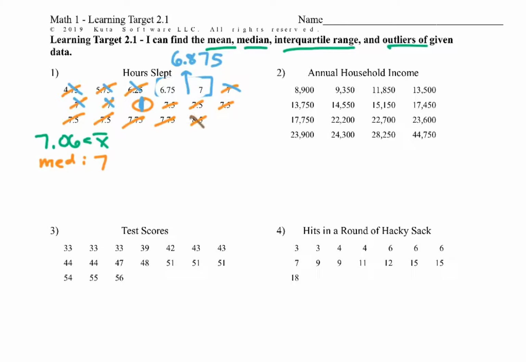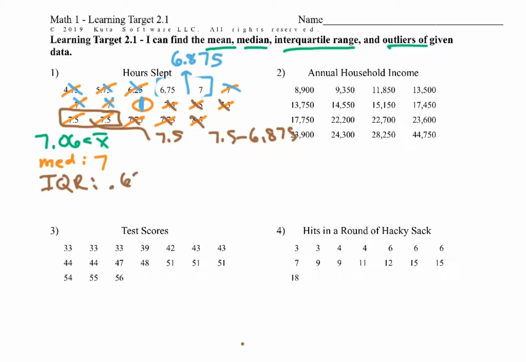My third quartile, I do the same thing. So in between 7.5 and 7.5. So the interquartile range is, we take 7.5 and we subtract 6.875, giving us an interquartile range of 0.625.